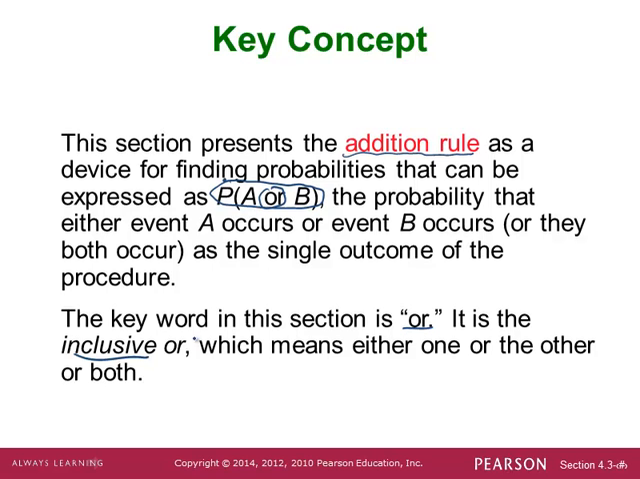So, for example, suppose we want to calculate the probability of drawing either a heart or a face card when we draw a card from the deck of playing cards. So we're going to see how to calculate that. And the inclusive means that it could possibly be that the card that we draw is both a face card and a heart.